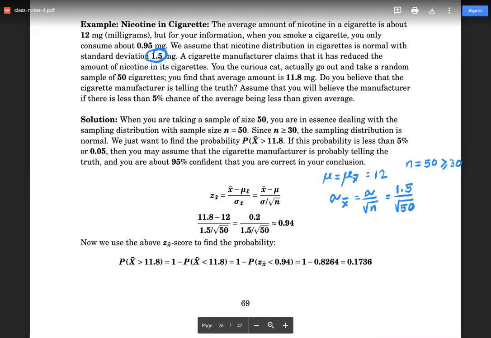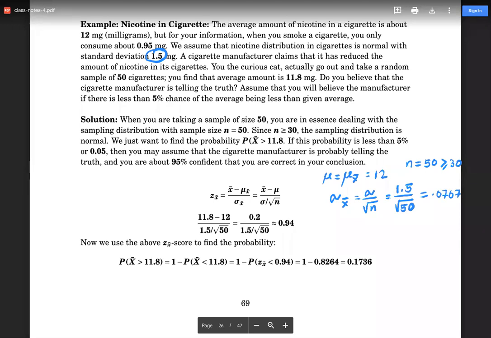All right, square root of 50. And that number comes out to be, let's see, 1.5 divided by the square root of 50, which is 0.0707.